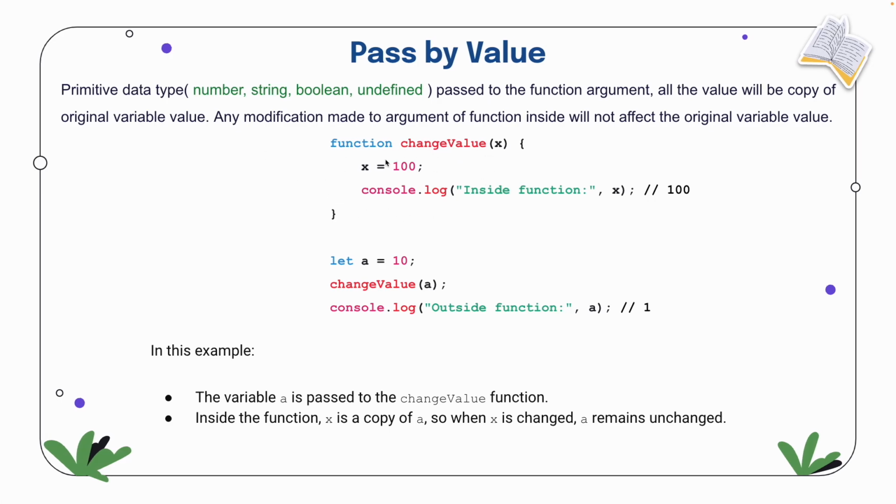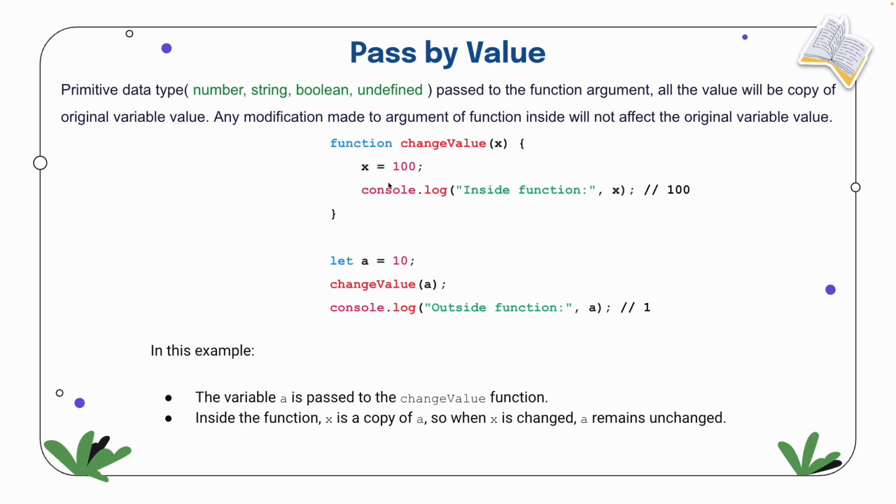So here you can see one function we have written, changeValue, where x equals 100. We are reassigning the value of x to 100, and then we are printing x. And now outside we are passing let a equal to 10. So a equals 10, and changeValue of a. So changeValue, a we are passing as 10.